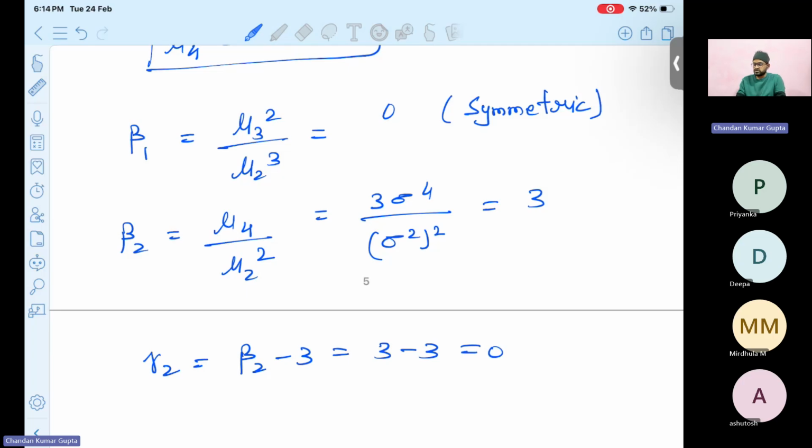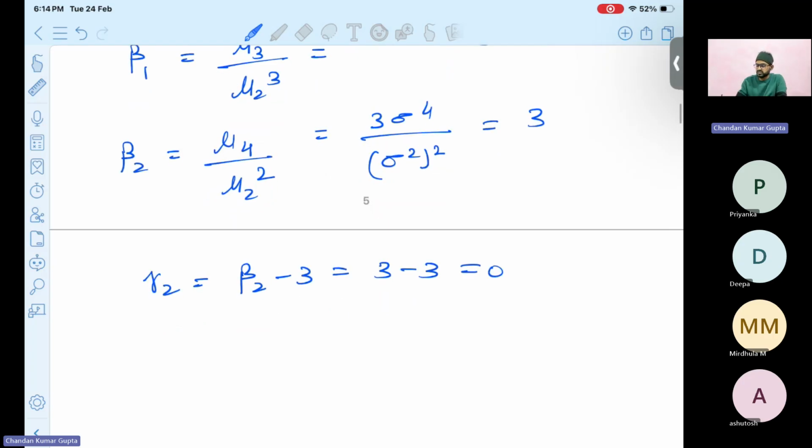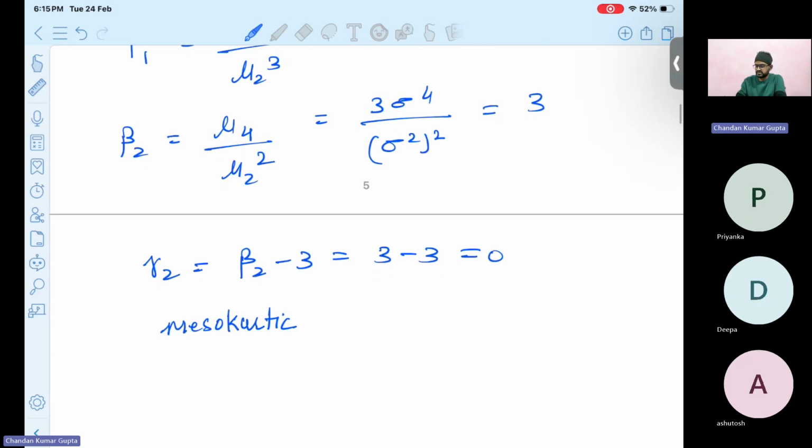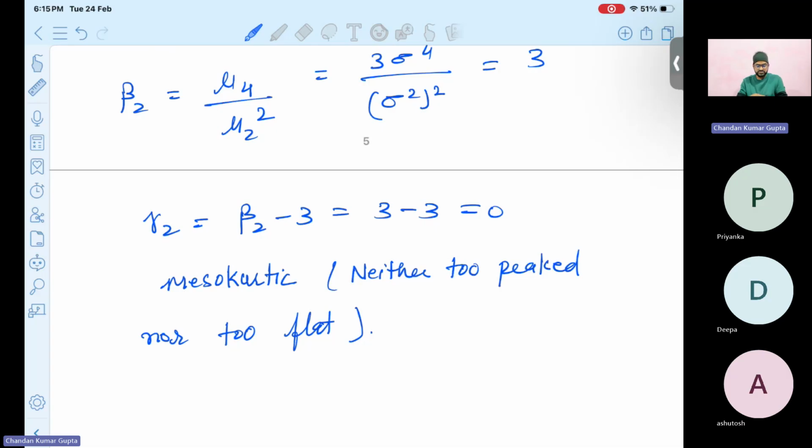Okay, so this means what? This is the reference point actually, that is mesokurtic in nature. That is neither too peaked nor too flat. Neither too peaked nor too flat. Okay, so this is the normal distribution.